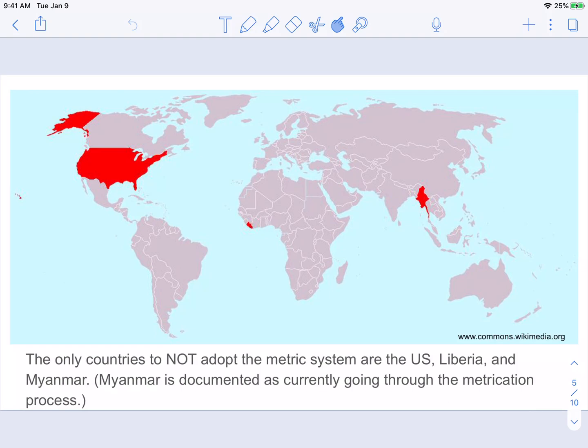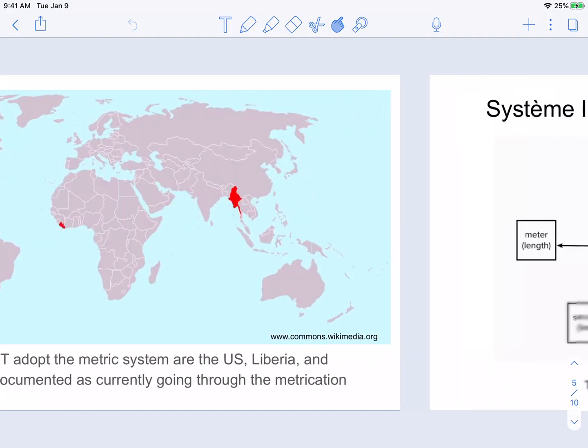So for IB physics, we use the metric system. Okay, do not use the English system. And you may be thinking, well, how do I know which system's which?